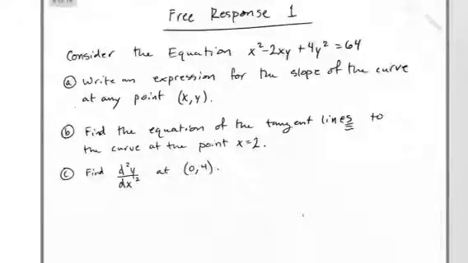Okay, so for part A, I'm going to start it off with finding the derivative because that's what it's asking for. It says write an expression for the slope of the curve at any point x comma y. Well, the slope of any curve, or a formula for it, you can get by taking the derivative. So we'll take the derivative and see what we get.